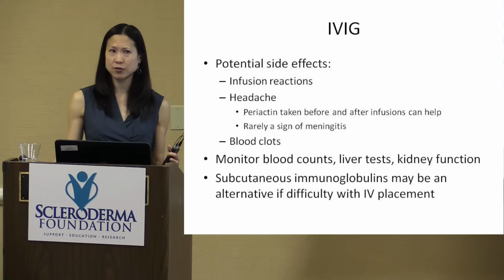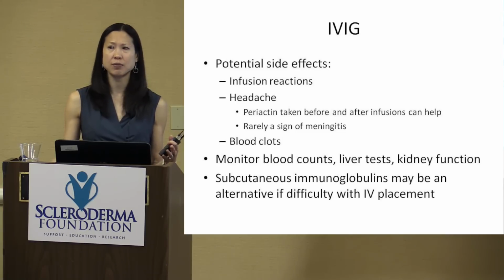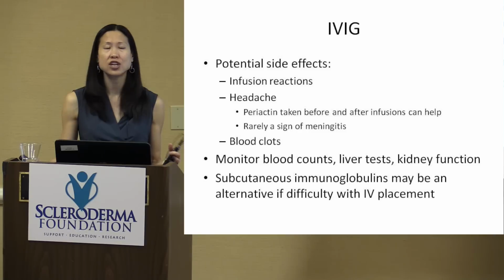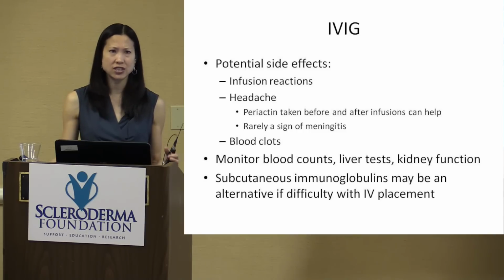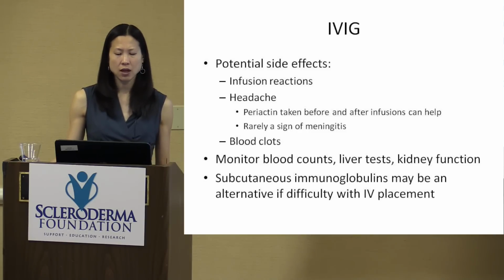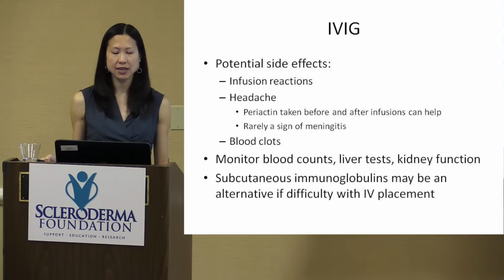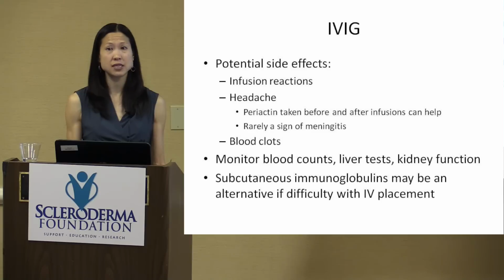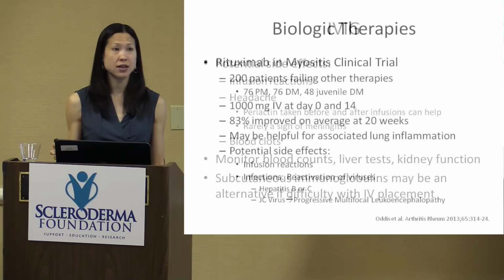Also, if you're at high risk for blood clots, you shouldn't get IVIG. So if you know you have antiphospholipid antibodies or you've had blood clots in the past, you should tell your doctor, and IVIG would not be given. Like with the other drugs, we do have to monitor blood counts, liver tests, and kidney function with IVIG. And for patients with bad diffuse skin tightening who have trouble getting IV placement, there's now a subcutaneous version of immunoglobulins that may be able to be given instead of IVIG.